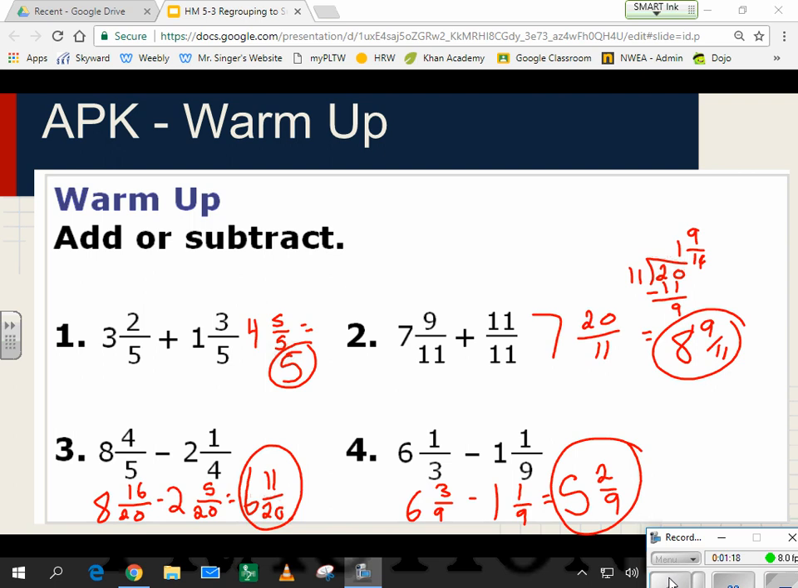And for number 4, I noticed that 9 can be our common denominator. So I just had to change 1/3 to 3/9. 6 minus 1 is 5. 3 minus 1 is 2. That's how you get 5 and 2/9.